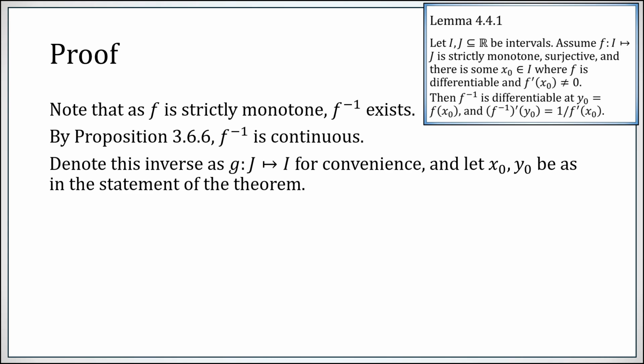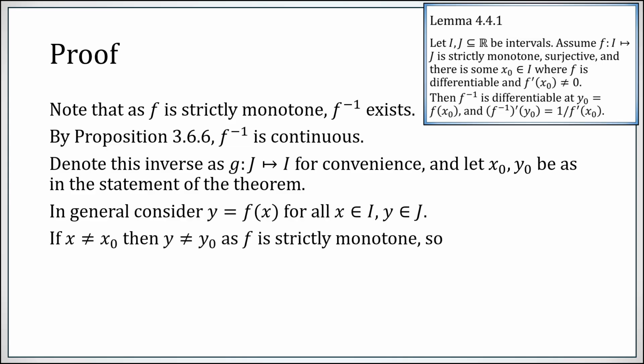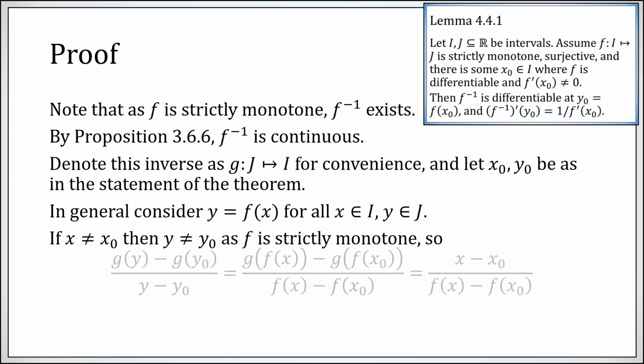Let's let x naught be a point in I and y naught be f of x naught. In general, just let y be f of x. Whatever x is in I and y is in J, this is our relationship between x's and y's. Now, if x is not equal to x naught, then since f was strictly monotone, f of x is not equal to f of x naught. In other words, y is not equal to y naught.